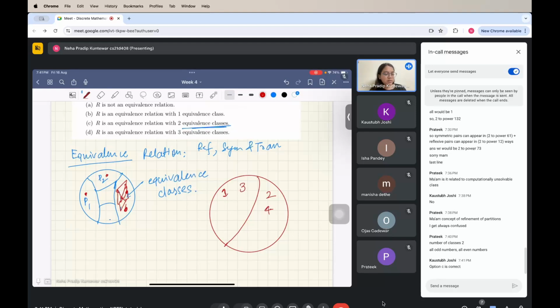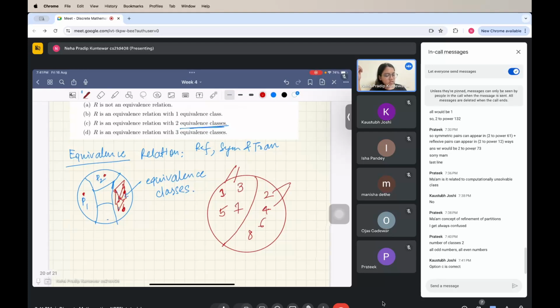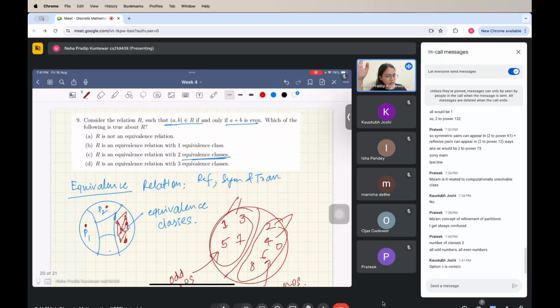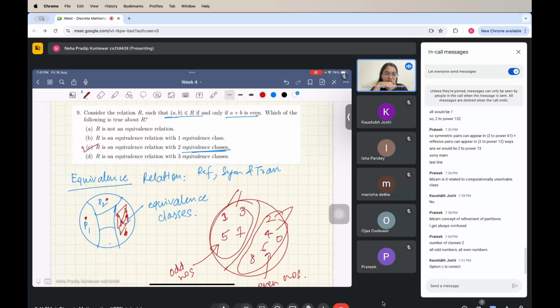Then 4 is related because 4 plus 2 would be even, and then 5 is related, 5 is here, 6 is here, 7 is here, and so on, because if you add any two odd numbers, you get an even number, and if you add any two even numbers, then you get an even number. So this partition corresponds to the set of all odd numbers, and this corresponds to the set of all even numbers, and you can put 0 here, even numbers. So yeah, I think all of you got it right. So this is option C.